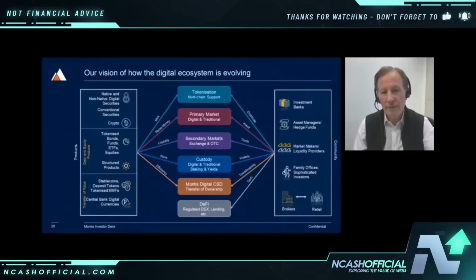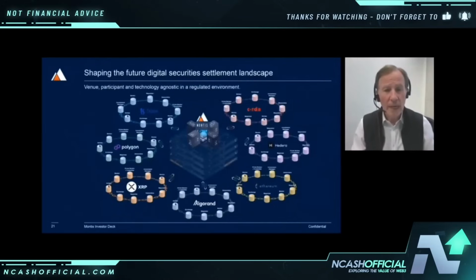And you can see on the left side, you have those tokenized bonds, funds, ETFs, equity, structured products, native and non-native digital securities. Again, all around securities, conventional securities, crypto itself, stablecoins, deposit tokens, tokenized money market funds, central bank digital currencies. Then on the right side, you have investment banks, asset managers, hedge funds, market makers, liquidity providers, family offices, sophisticated investors, brokers, and even retail. Guys, this is extremely, extremely bullish.